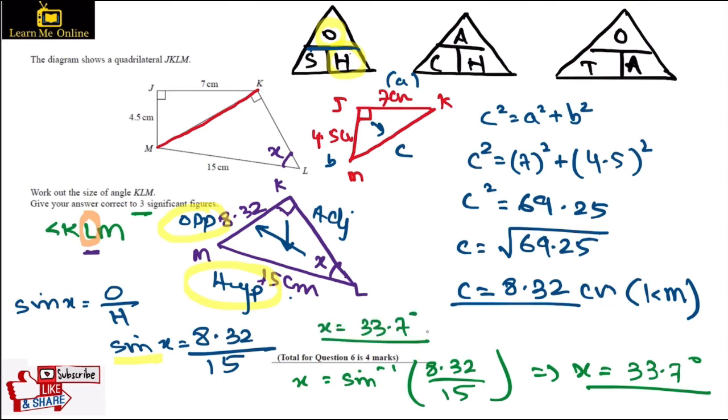Remember that we can only apply trigonometry if it's a right angle triangle. So it only works if it's a right angle triangle. Otherwise, we cannot use even the Pythagoras theorem or SOHCAHTOA on any triangle. It only works with the right angle triangle.